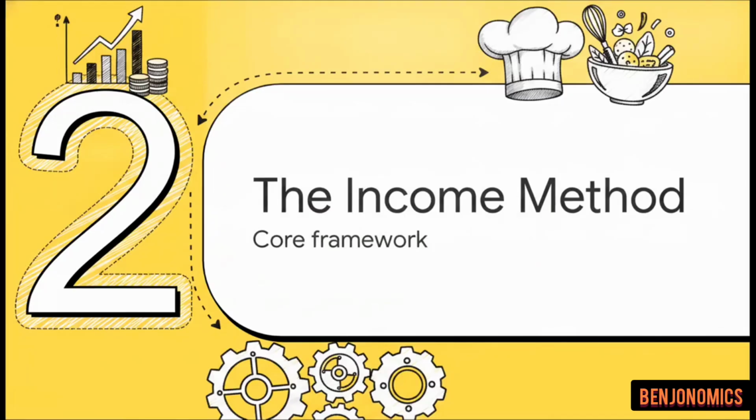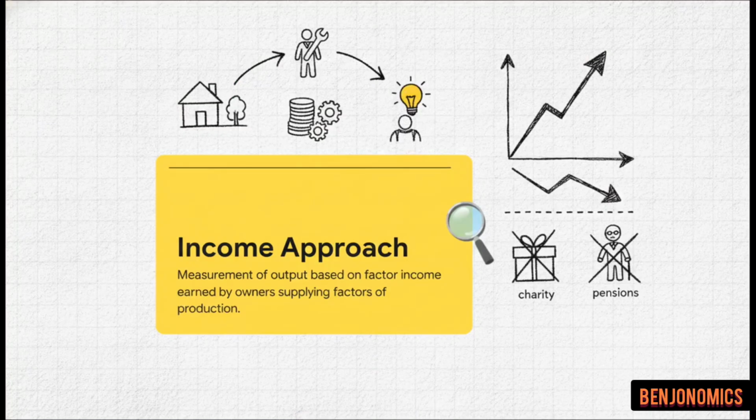Moving right along to part 2, the income method explained. So how exactly do we build this economic dashboard? The core framework here is the income approach. Now, this method is all about measurement based on factor income. And what does that actually mean? Well, it means we are tallying up the income earned by the owners of the factors of production. We're talking land, labor, capital, and entrepreneurship, whenever they contribute to the production process.